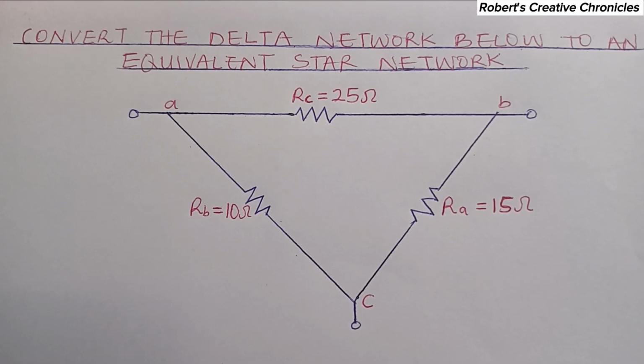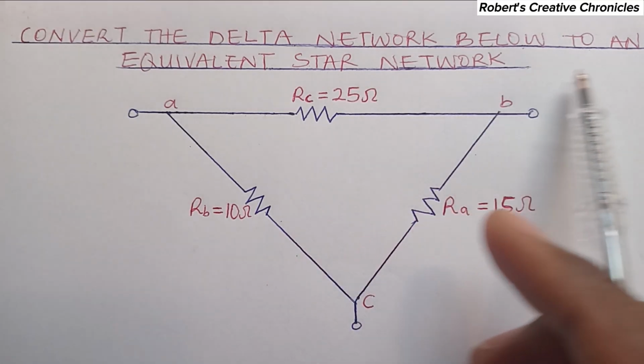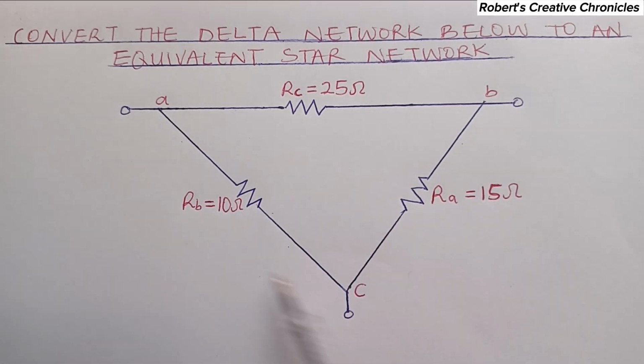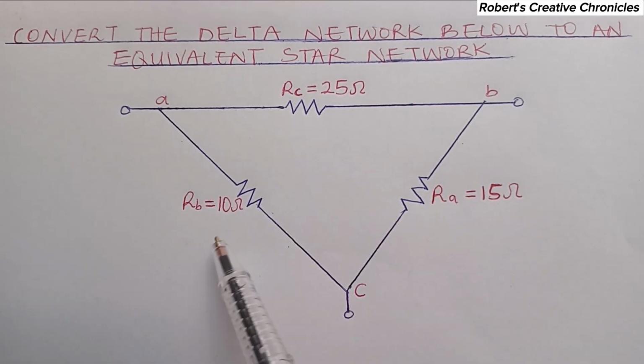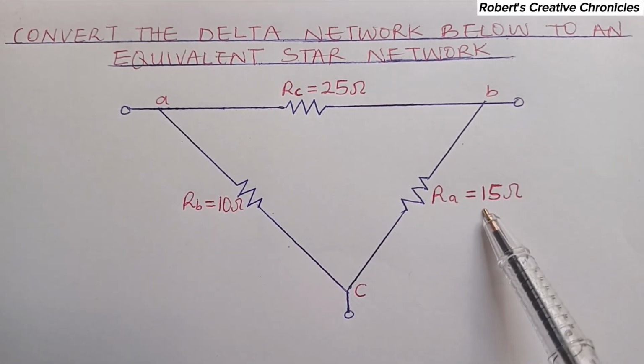So today we'll be solving this question which states: convert the delta network below to an equivalent star network. So here is the delta network with resistances 10 ohms, 25 ohms and 15 ohms.